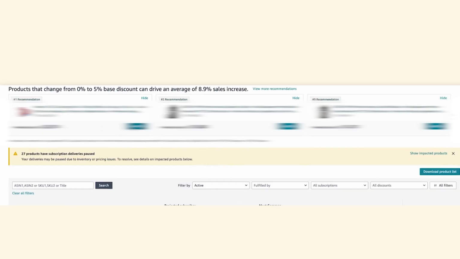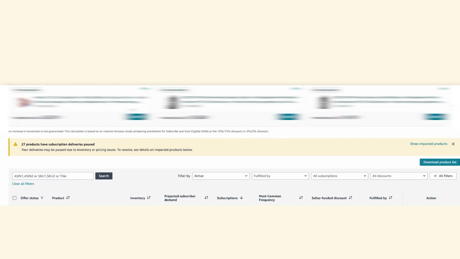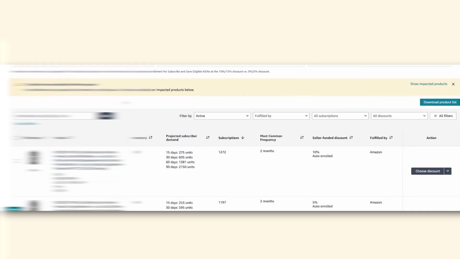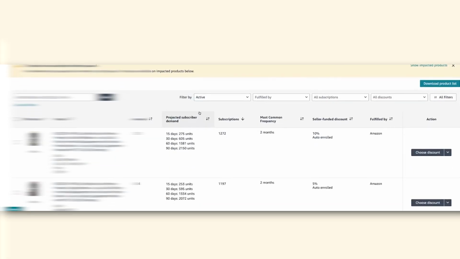This is basically Amazon's subscribe and save recommendation. If you increase the subscribe and save discount on certain products, this is what you might get in additional sales. Products that change from 0 to 5%. They're saying if you go from 0 to 5%, it could drive an average of 8.9% sale increase. But this is based on similar products, what Amazon thinks we could get by doing this. And again, you have to look at your business and see if you're able to do this.